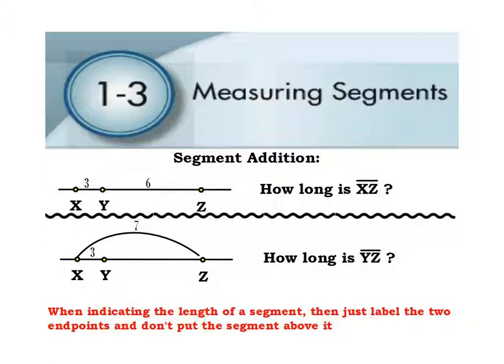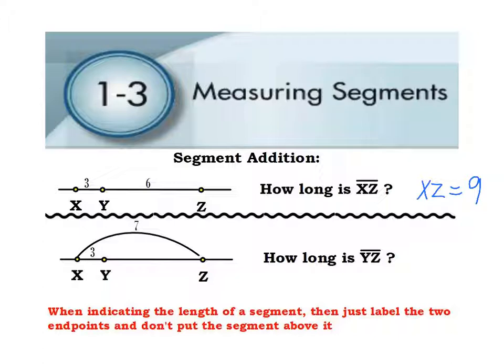Now, one of the things that I want to talk about here is some notation. When we indicate the length of a segment, we just label the 2 endpoints, and you do not put the segment above it. So it's going to be something like this. I'm talking about the length of XZ. I'm going to say XZ equals, and we decided that that one was going to be 9. I don't put the marking above it because I'm talking about the measurement of it. When you're talking about the length of something where it's actually a number, 9 units, do not put the segment across the top.